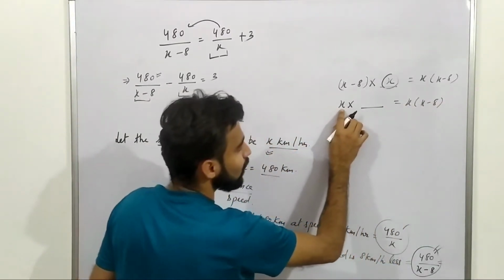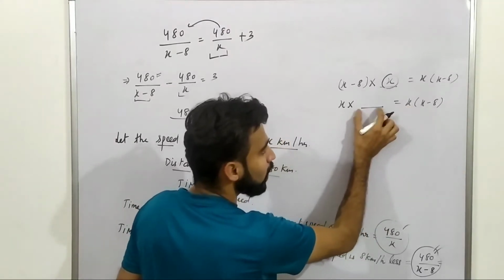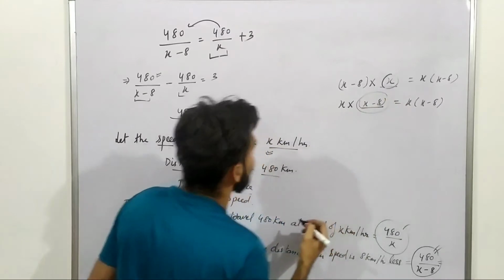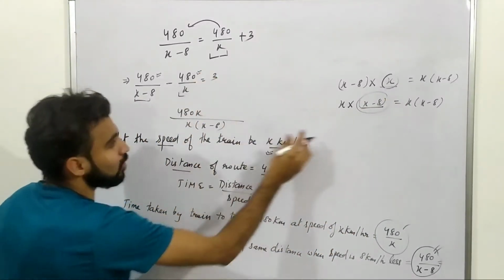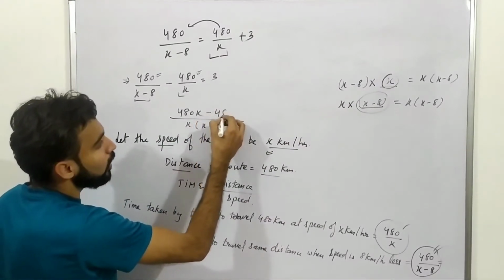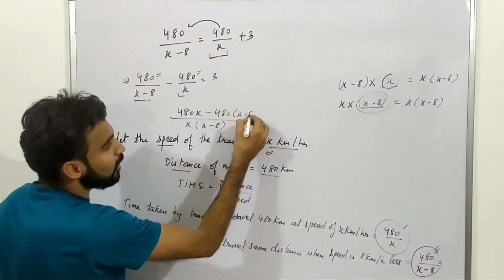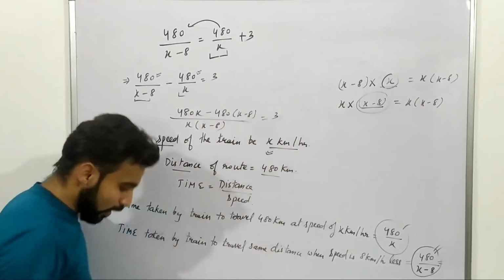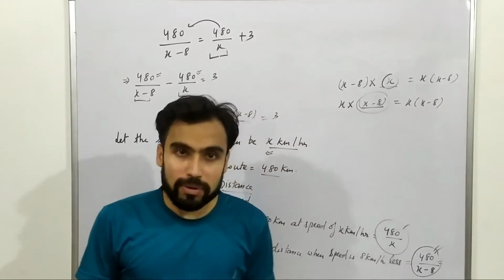Now you can see this x is already present there. So what is remaining? That is x minus 8. Now take this x minus 8 and multiply it with numerator. So 480 cross x minus 8 will be simply 480 bracket x minus 8. Now this negative sign will be as it is, equal to 3. Getting my point? So you have taken the LCM correctly here.